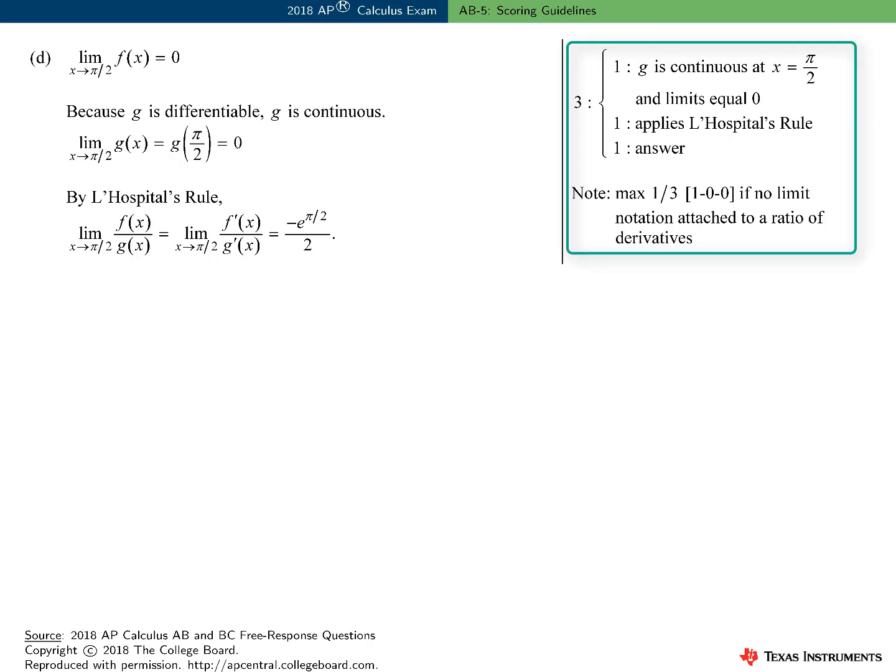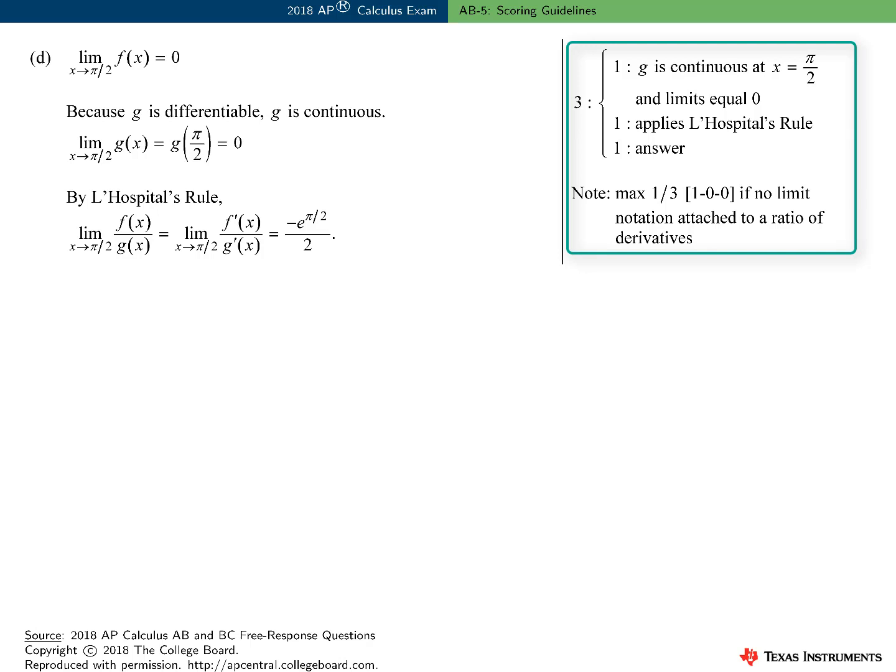Part D was worth 3 points. The first point was for recognizing and for stating that g is continuous at x equals pi over 2, and for confirming that both the limit of the numerator and the limit of the denominator are 0. The second point was for applying L'Hopital's rule, which really means taking the limit of the quotient f prime of x over g prime of x. And the third point was for the final answer.